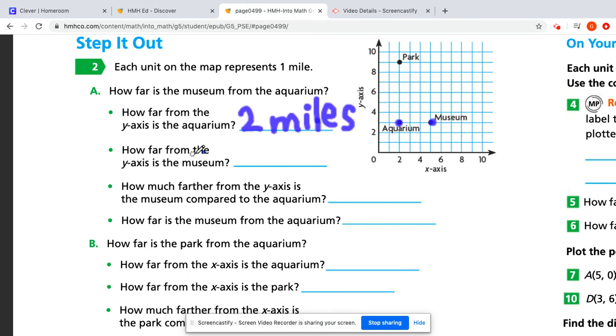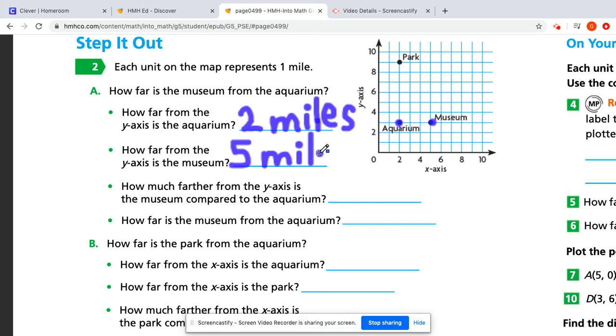Okay, how far from the y-axis is the museum? So now I'm on the y-axis again, and then to the museum. 1, 2, 3, 4, 5. Okay, it is 5 miles.